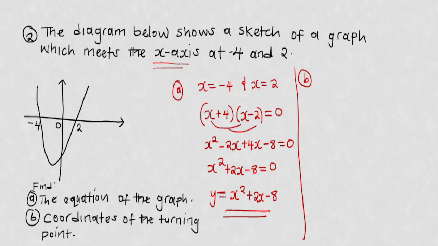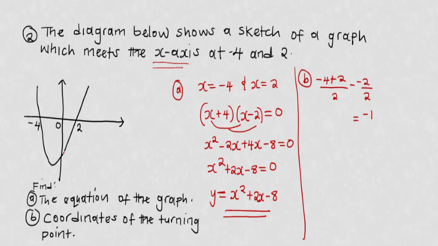To find the x coordinate here, we look at negative 4 and 2. We just add them, so negative 4 plus 2, then you divide by 2 since we're finding the mean of these two. Negative 4 plus 2 gives negative 2. Then negative 2 divided by 2, we get negative 1. So negative 1 is the x coordinate of the turning point.